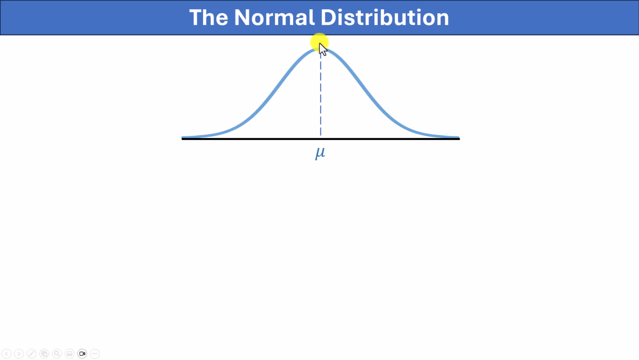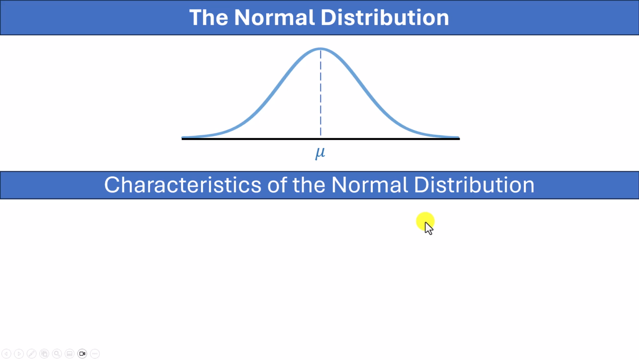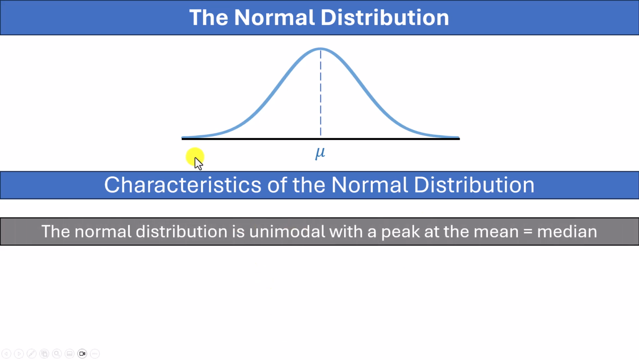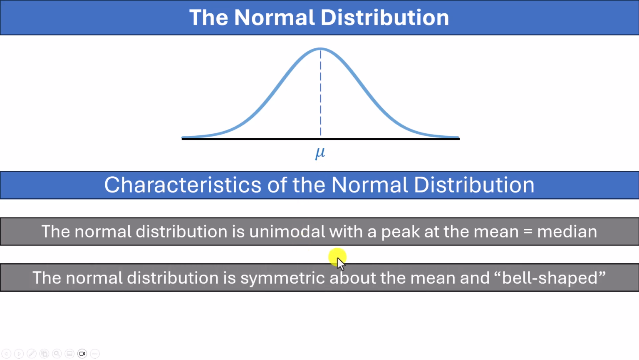As you move to values that are either less than or greater than the mean, the further away you go from the mean, the less likely that value is to occur. Here are the characteristics of the normal distribution. The normal distribution is unimodal, meaning it has one peak, and that peak occurs at the mean and median. So that also means that the mean and median are equal in a normal distribution. The normal distribution is symmetric about the mean and is described as bell-shaped.